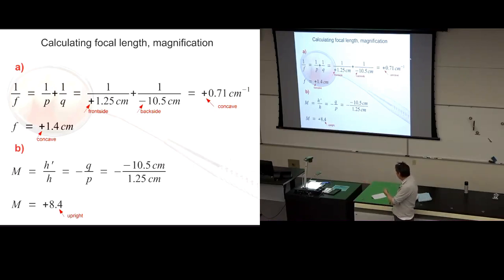And also I found that it was an upright image. The picture showed me it was an upright image. It's a positive magnification, so the plus sign means upright.